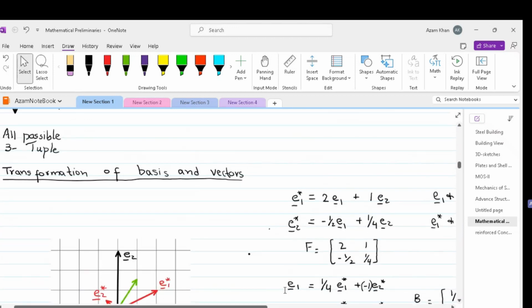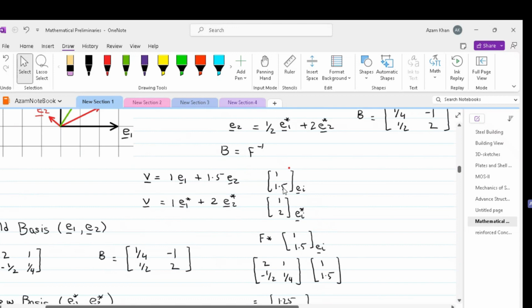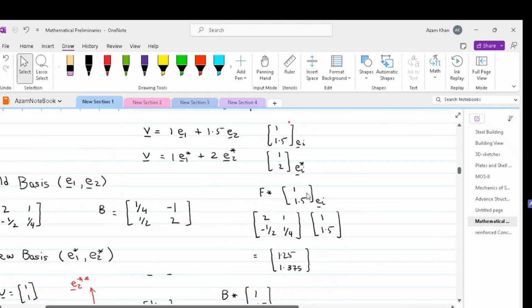As we discussed over here, the forward transform actually converts the old bases into new bases. So if we use the same concept, we should say that if we multiply the forward transform with the component of the vector in the old basis, we should get the component in the new basis. So the forward transform is multiplied with the vector component in the old basis, and we find that we get a component 1.25 and 1.375. This is different from the actual component of the vector in the new basis.